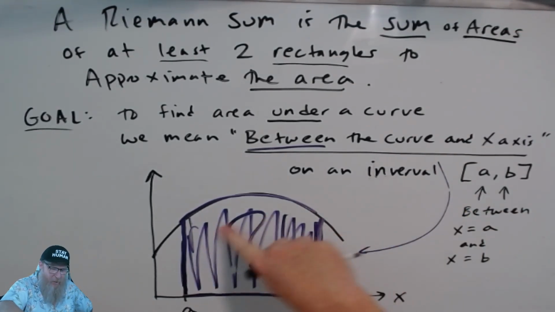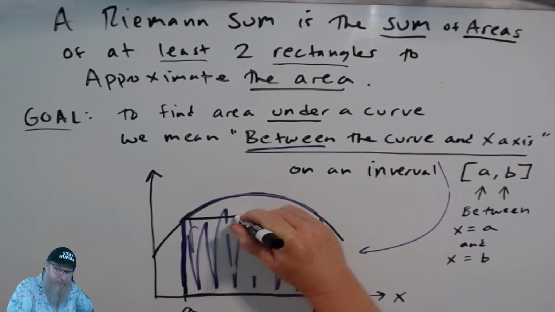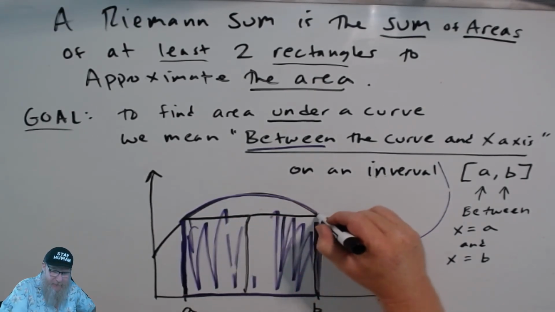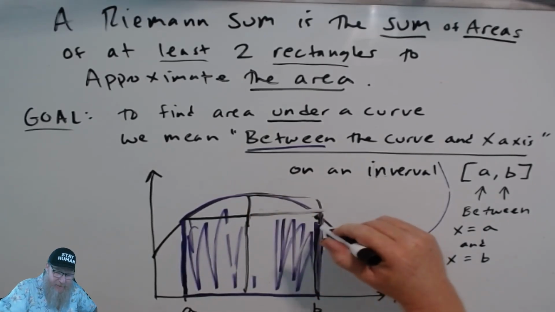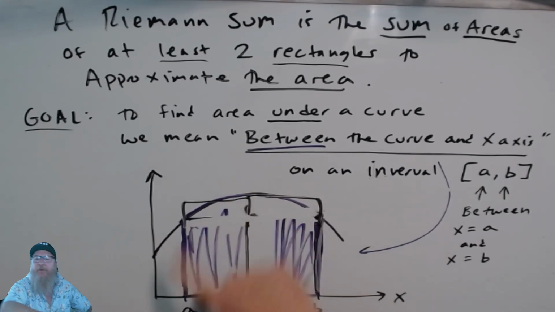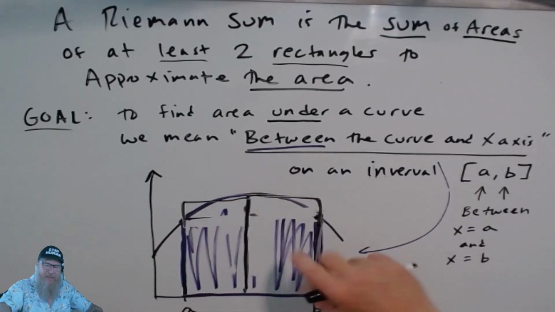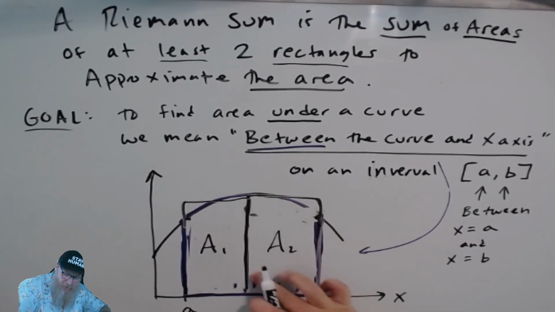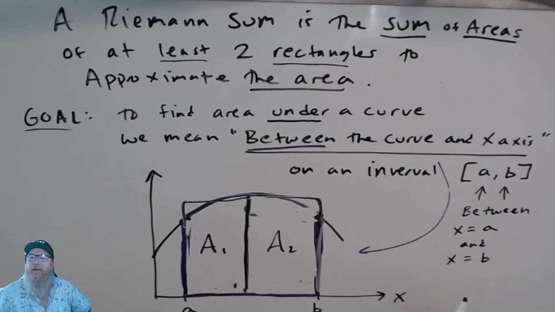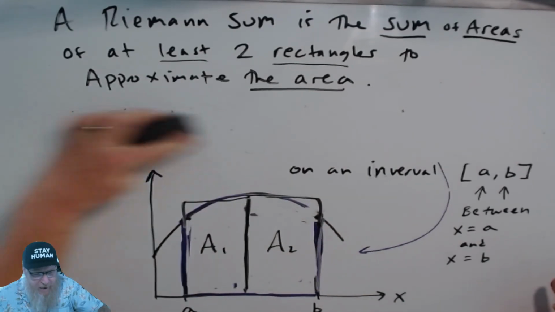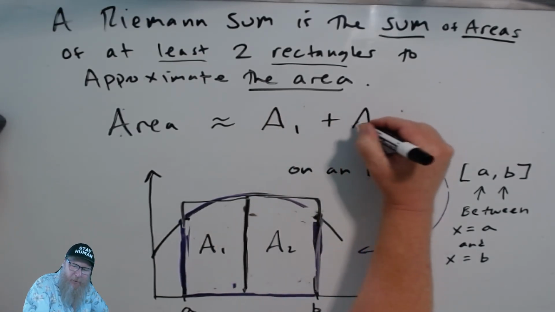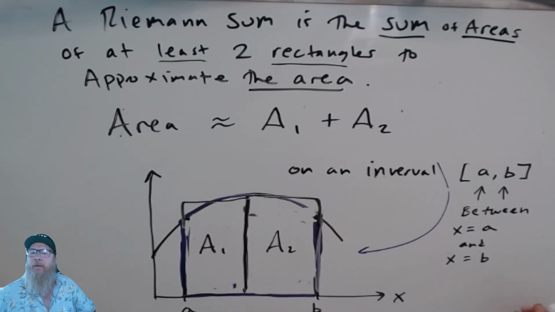So we're going to say, well, why don't we just take a rectangle and put rectangles underneath the function and add up these areas and say, well, the area under the curve is approximately the sum of these two areas. We'll say A1 and A2. And so that is one way of achieving our goal. So I would say the area is approximately A1 plus A2. All right, that's the general idea of what we're going to be doing today.